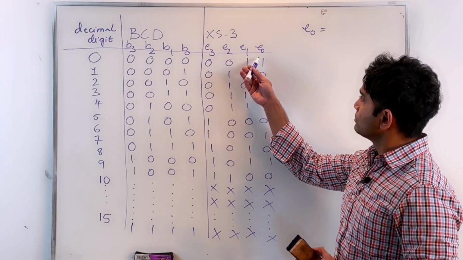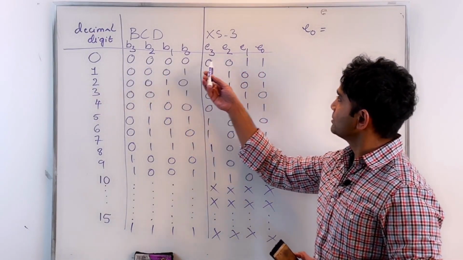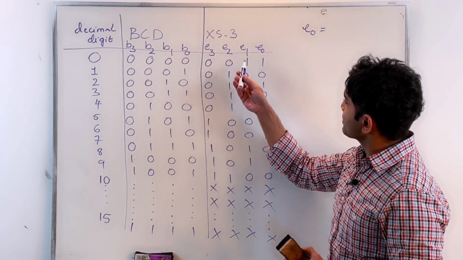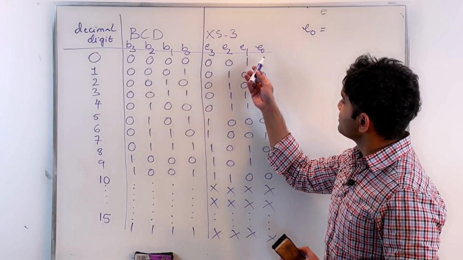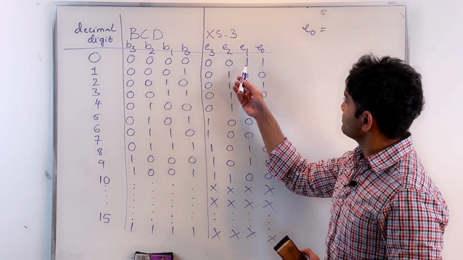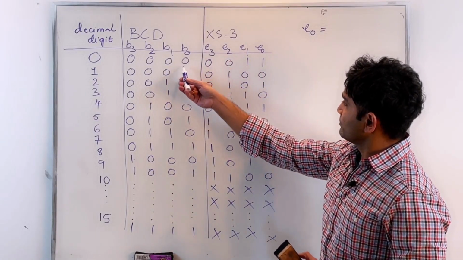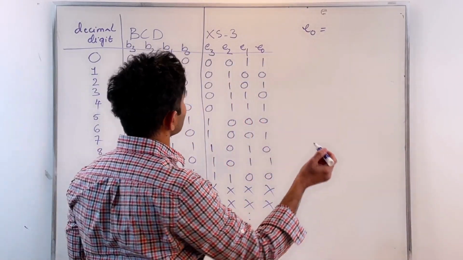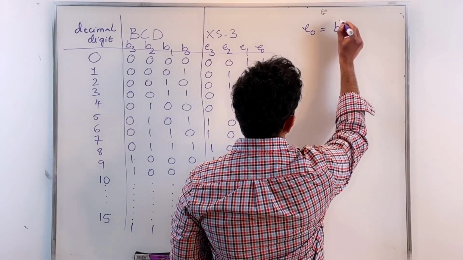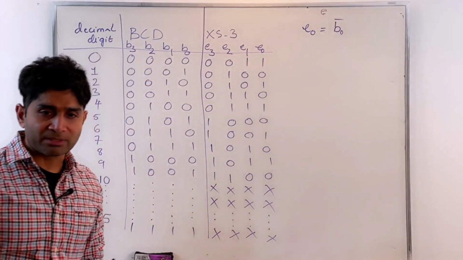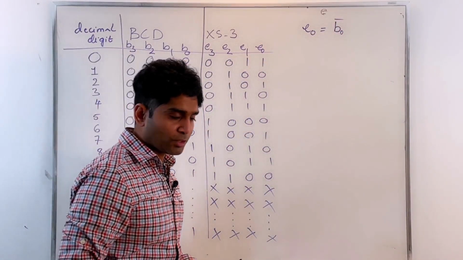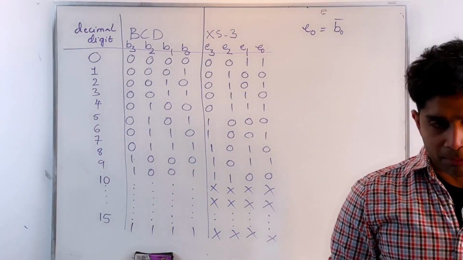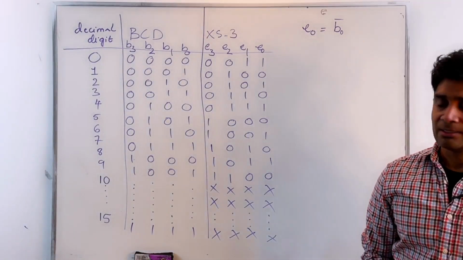Those are my inputs, that's my function, and I can clearly see that my E0 and B0 are somehow related. Exactly right, E0 is B0 prime. That's how you realize the function. It's only dependent on B0, and that's the relationship. So I got E0 now. I don't have to draw the K-map for that, and probably you'll be getting exactly the same thing.